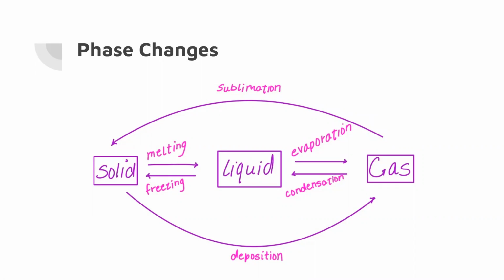When going from a solid to a liquid, we call this melting. And when we go from a liquid to a gas, we call this evaporation. When we go from a solid straight to a gas, skipping over liquid, we call this deposition. Going the opposite way, from a gas to a liquid, we call this evaporation. From a liquid to a solid, we call that freezing. And going straight from a gas to a solid, skipping over the liquid, we call that sublimation.